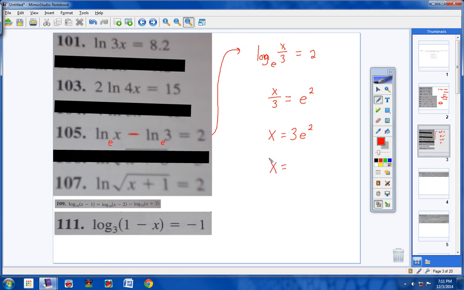So using a calculator, my answer would be 3e to the second power, which would give me 22.17 for an answer. 22.17. Okay, now go to your original equation. Does this answer give us a negative argument anywhere? And no, it does not. If I put 22.17 right here for x, I would then have a positive argument, which is totally fine, okay? So the answer is 22.17.